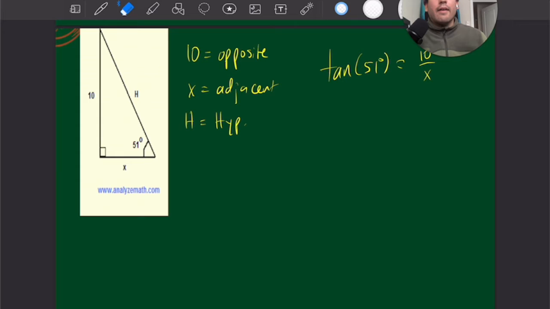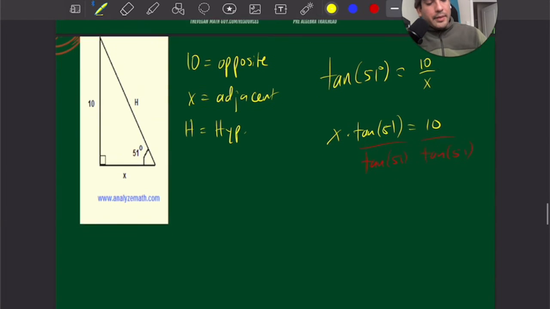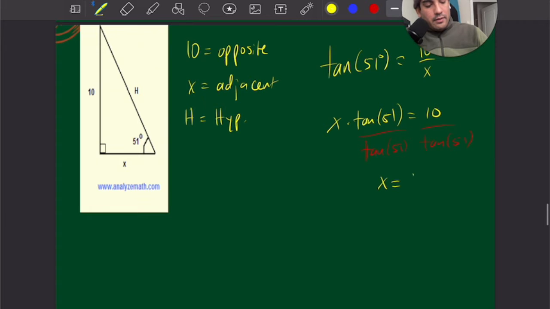The first thing we have to do is we have to cross multiply. So x times tangent of 51 is equal to 10. And then in order to solve for that x value, I'm going to have to divide both sides by tangent of 51. Some people already have like a nice little shortcut. You know, they erase or they skip this particular step. But I would always recommend that if you're still not comfortable with that step right there, just show that work.